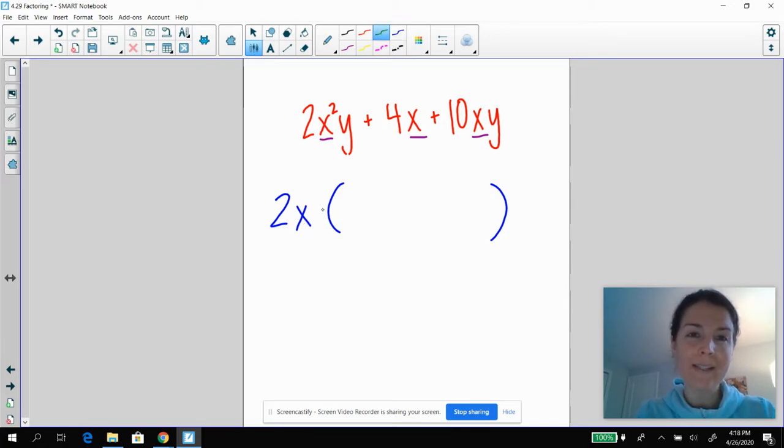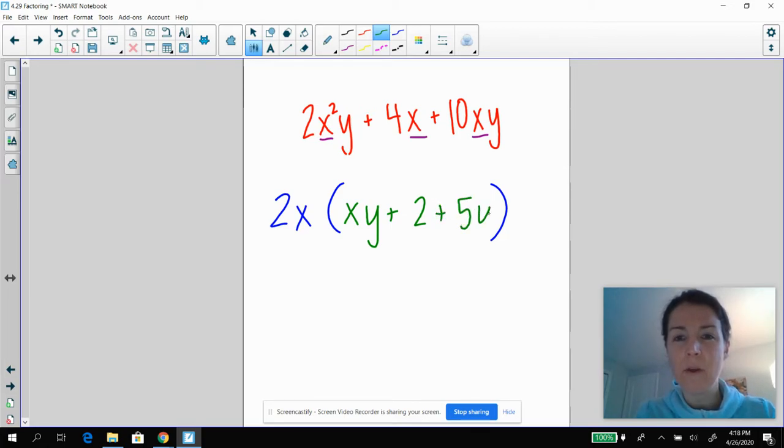So 2x, and I need to get a 2x squared y. Well, what's left is an x and a y. Because if I distribute this 2x to the x and y, do you see how you wind up getting 2x squared y? So you're going to do the exact same thing for the next one. Well, what would I have to multiply 2x by in order to get 4x? Well, a 2. And then the last one, this would have to be a 5y.